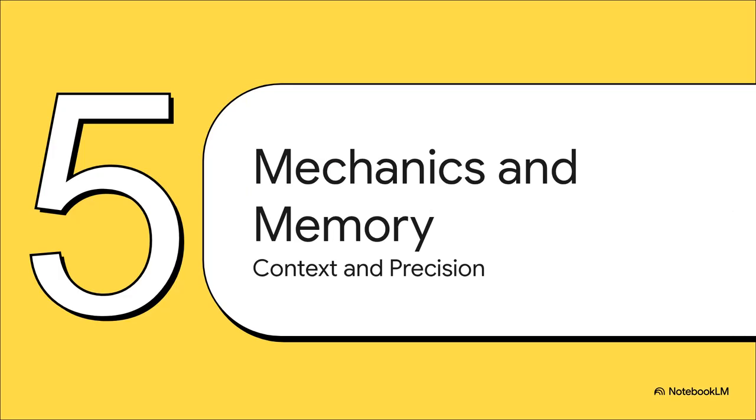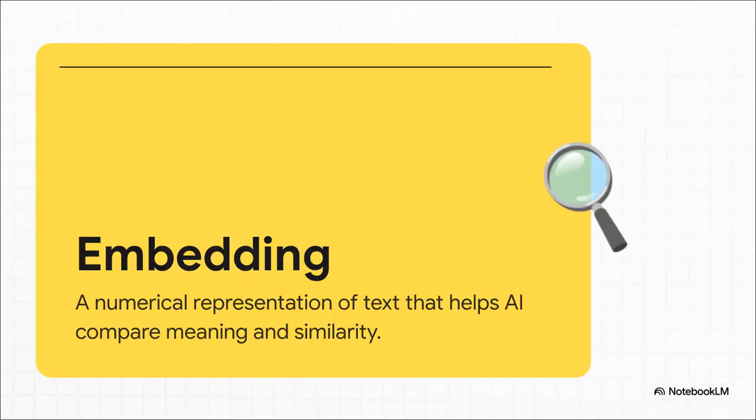Section 5. Advanced Mechanics and Memory. This is where the mechanics get incredibly fascinating. First up, we have embeddings. Embeddings literally turn abstract human concepts into numbers. By converting words into numerical coordinates, the AI places them on a giant mathematical map. This is exactly how the system calculates that words like king and queen sit close together in meaning, or how it differentiates between Apple the fruit and Apple the tech company, based entirely on the mathematical context.